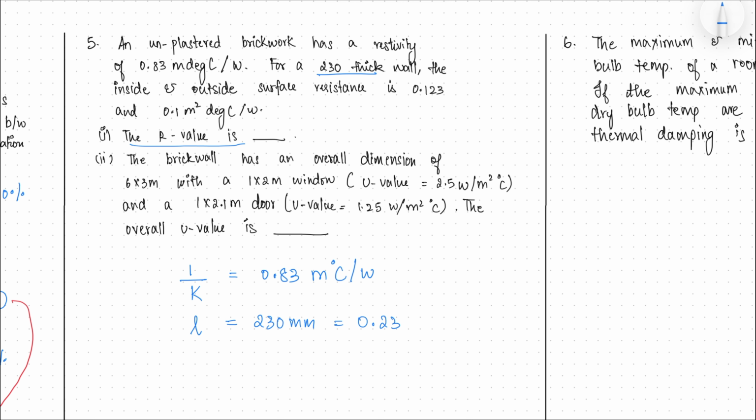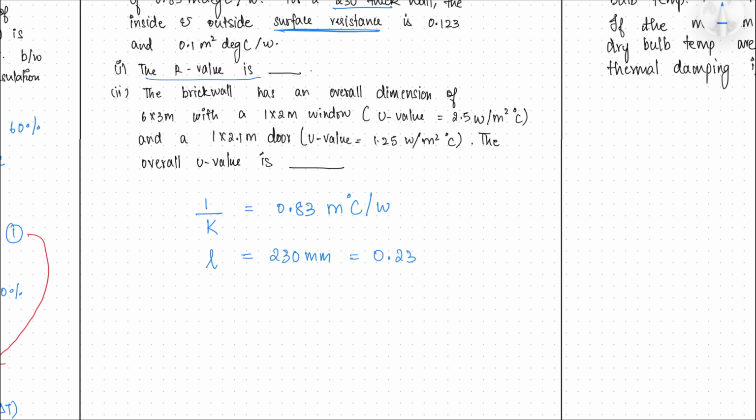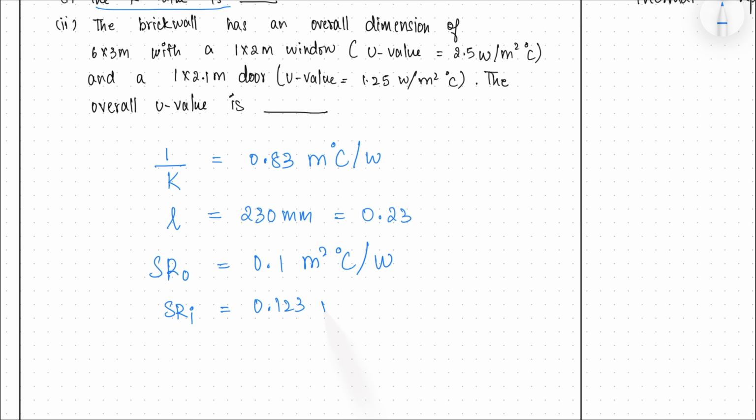And they have given the inside and outside surface resistance. So surface resistance is the same, like similarly we talked about surface conductance. So here you need not put it as 1 by SC naught or 1 by SCI. You can just put surface resistance directly. So the surface resistance of the outside surface is 0.1 meter square degree Celsius per watt, and the surface resistance of the inner surface is 0.123 meter square degree Celsius per watt.